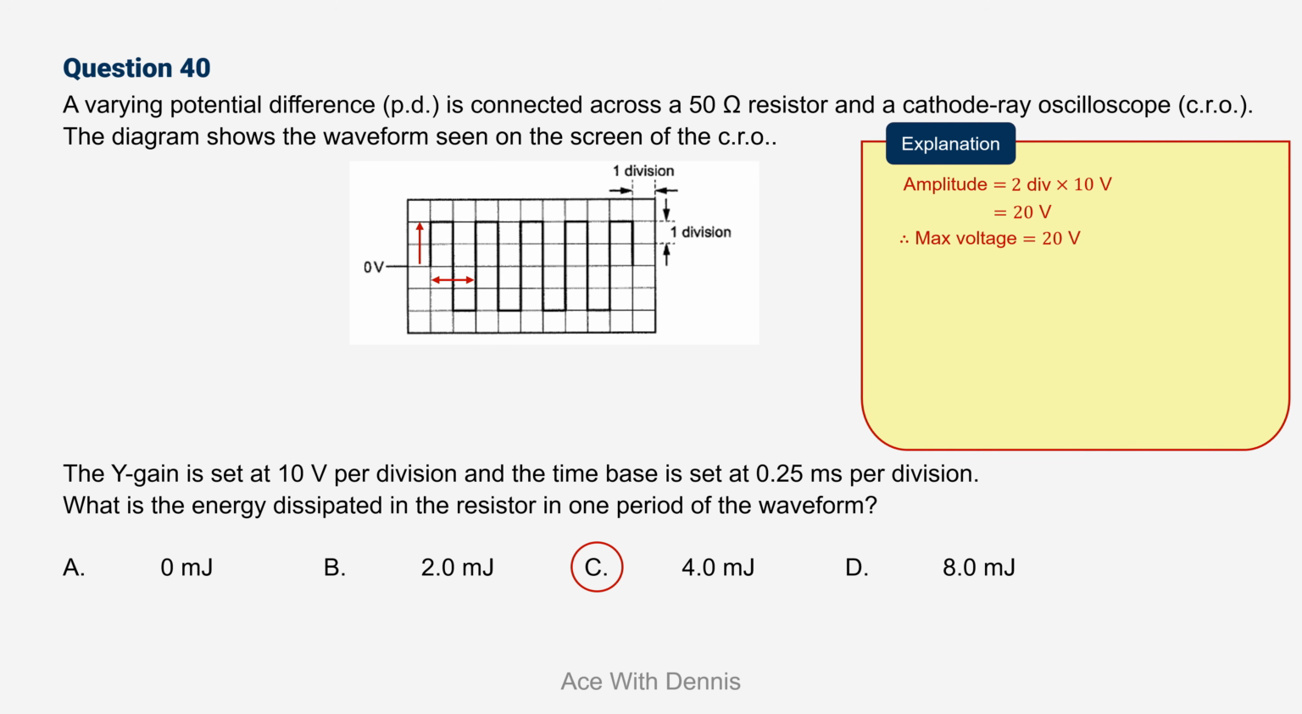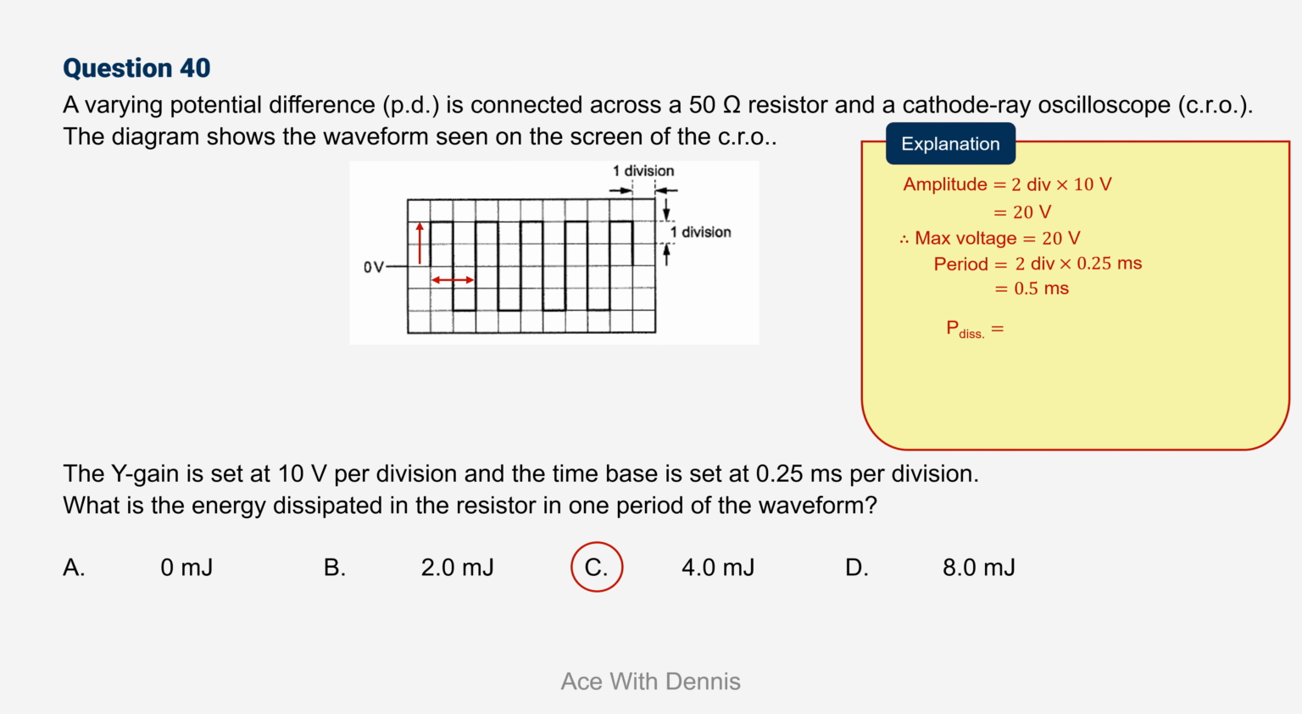Next, we look at the period of this wave. From the diagram, the period has two divisions and the setting is 0.25 milliseconds per division. Therefore, it will be 2 divisions times 0.25 milliseconds. Hence, the period is 0.5 milliseconds.